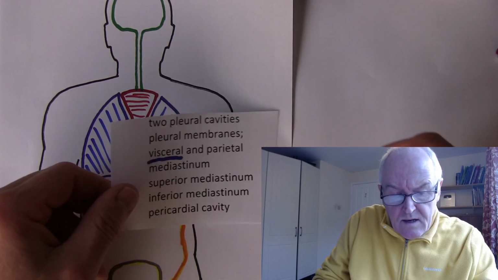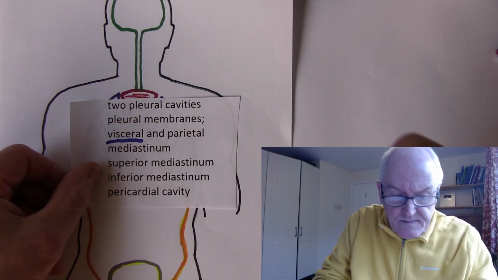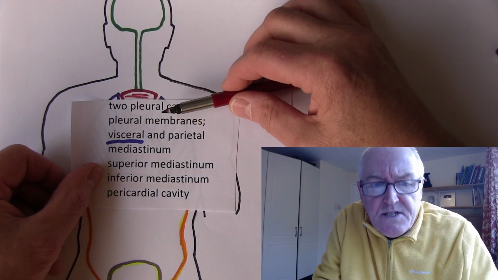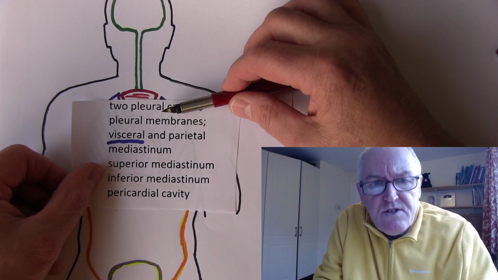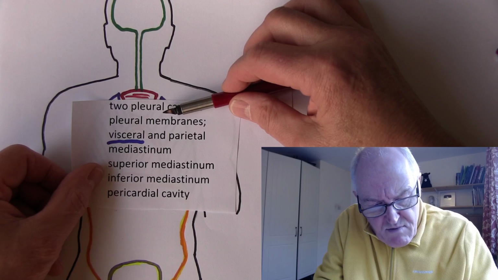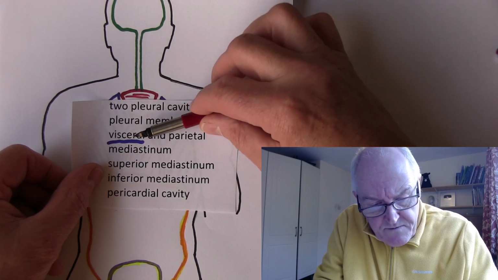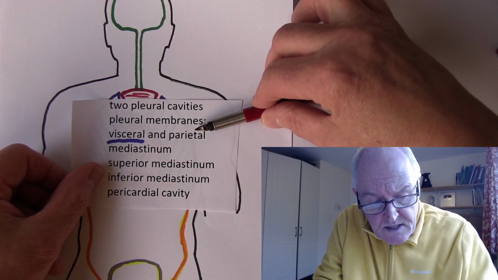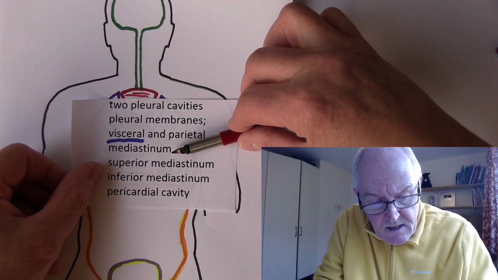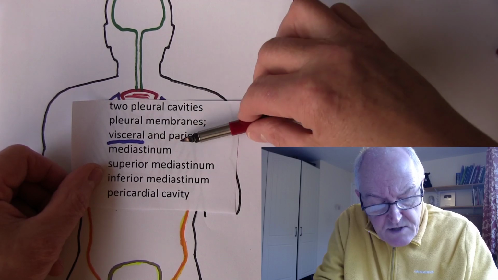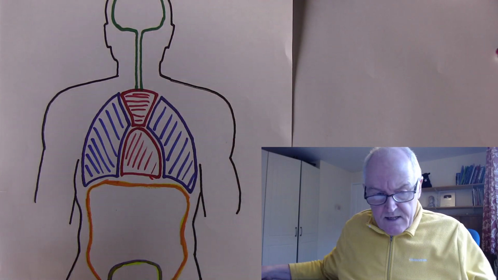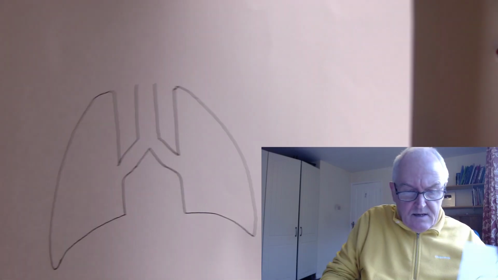So we've got two pleural cavities, one for each lung, surrounded by pleural membranes, and in these videos we're taking a particular interest in the membranes. And we've got the visceral and the parietal pleural membranes, and the mediastinum is in the middle. But let's look at what we mean by visceral and parietal pleural membranes, and we'll do this by looking at the anatomy of the thoracic cavity.